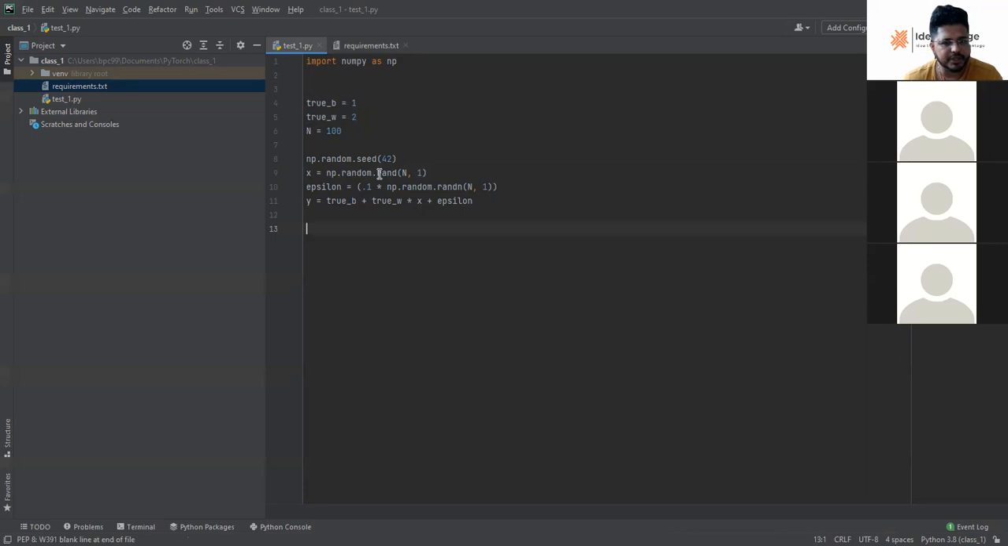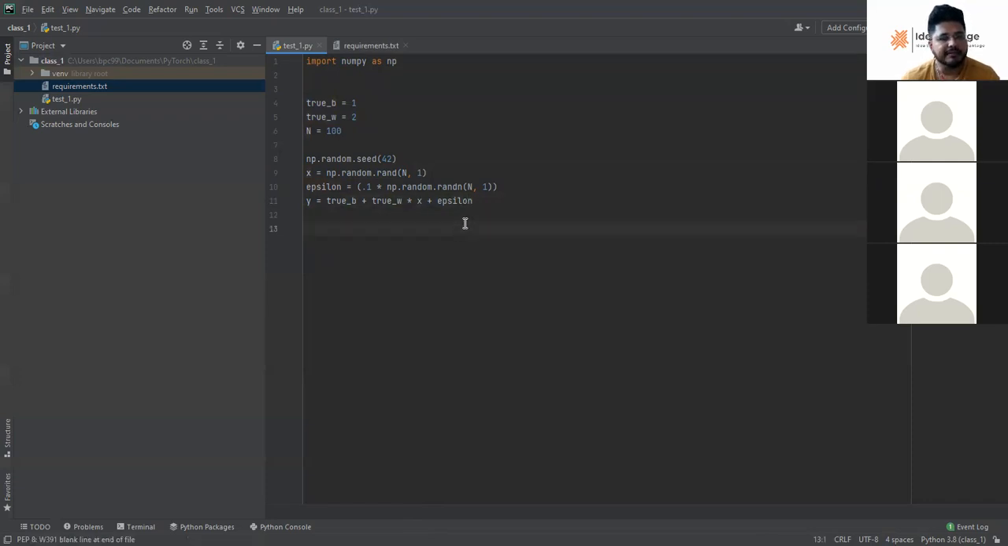NP numpy random.rand gives you a uniform distribution of n numbers. Here n is 100, so we get a uniform distribution of n numbers, which is x. Imagine there is a coordinate system, and in the x coordinate all these numbers are there. Now I have to calculate the y coordinate. And the formula for y coordinate is: y is equal to b plus w x plus epsilon.